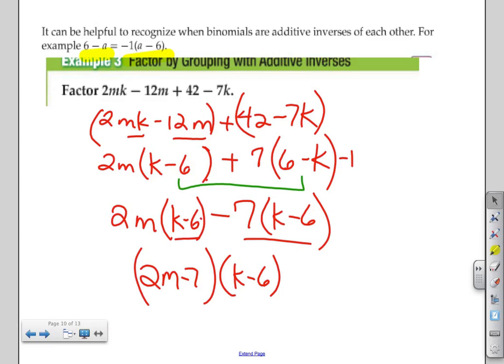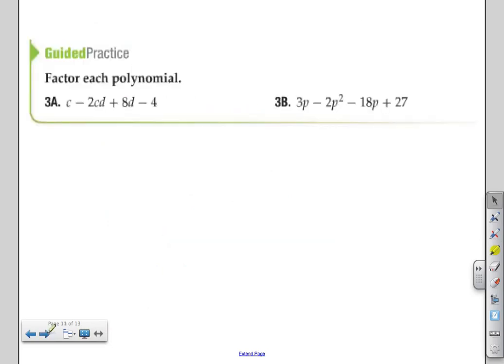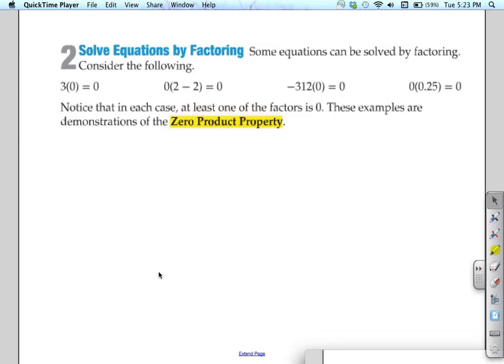Okay. Here are some guided practice problems for you. As you work through them, take your time, and you'll start to understand how multiplying that additive inverse by negative 1 gives you the matching factors that you need to make this work. Good luck with this. And okay, guys, we are going to have one last thing we're going to talk about in this section, and that is solving equations by factoring.